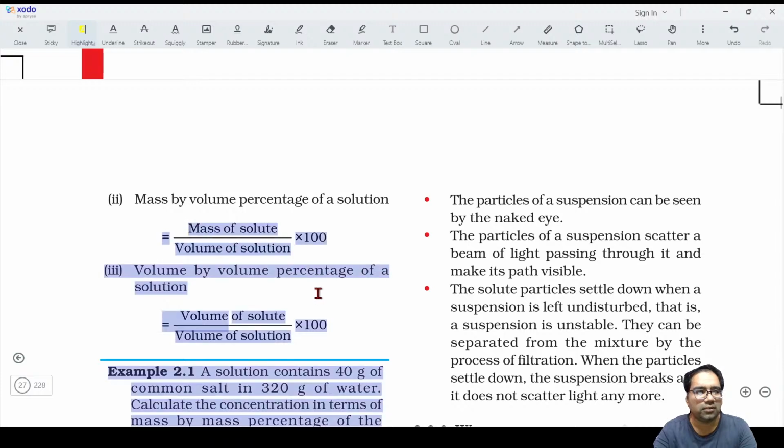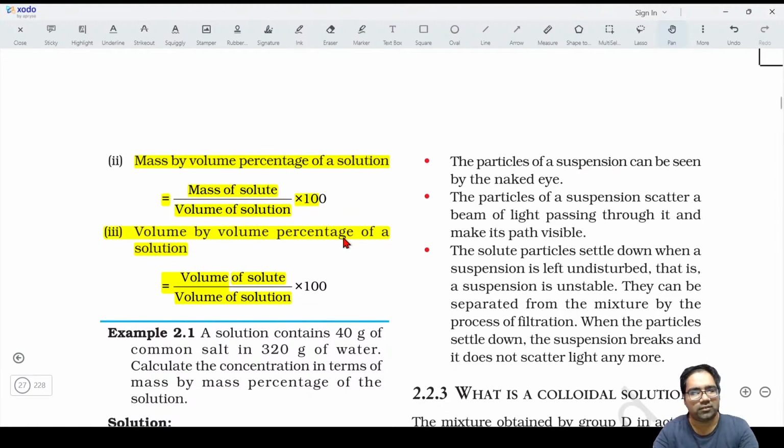Then mass by volume: mass of solute by volume of solution into 100. Then volume by volume percentage of a solution: volume of solute upon volume of solution into 100.